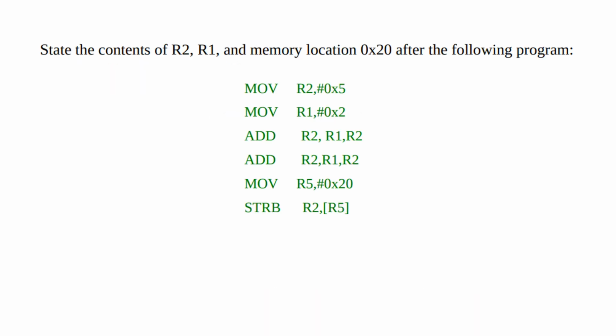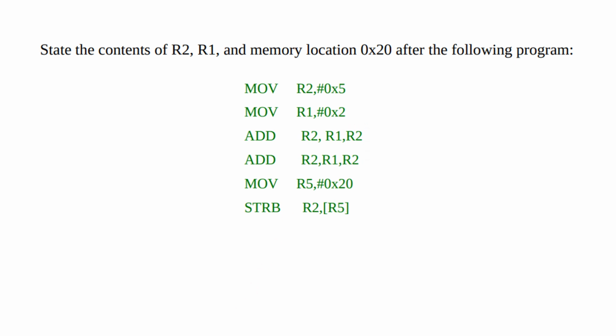Okay, and let's be clear about this through some examples, right? State the contents of R2, R1 and memory location 0x20 after the following program. First comes MOV. MOV is for move. If you write MOV R2, #0x5, what will happen is hexadecimal 5 will enter into R2. Please be clear about it. Hexadecimal 5 in the first line of the program will enter into this R2, right?